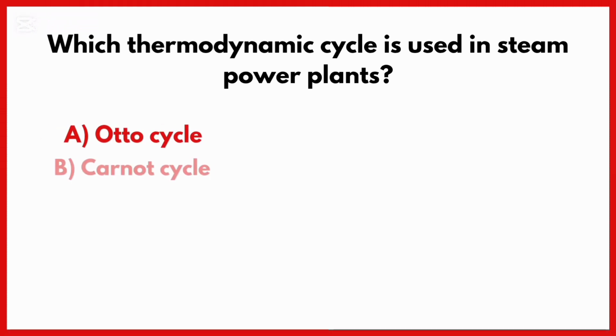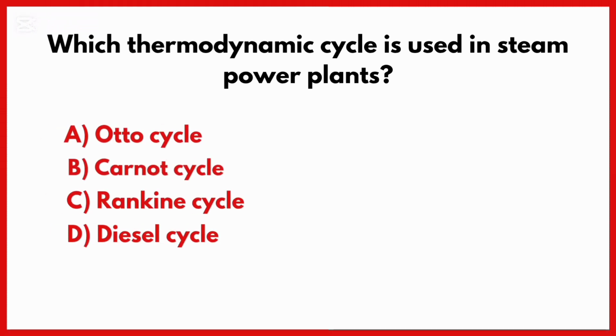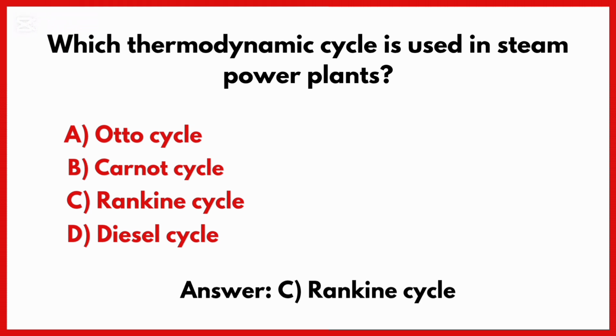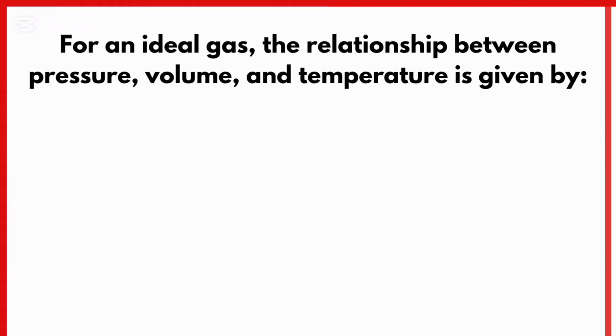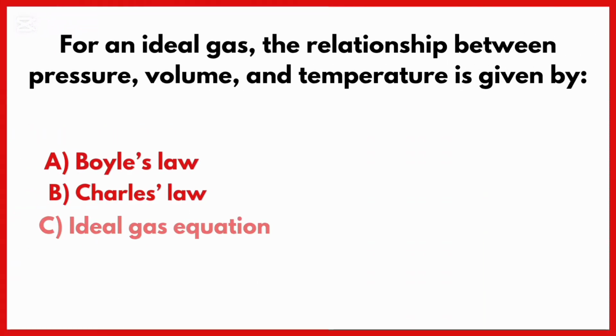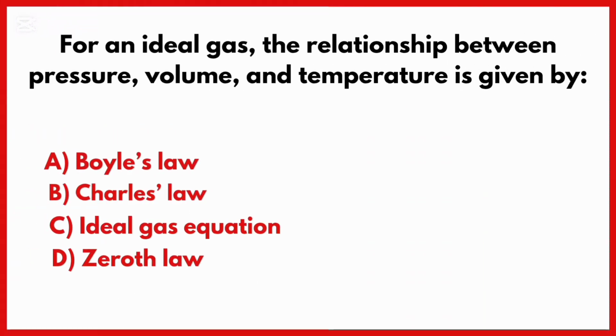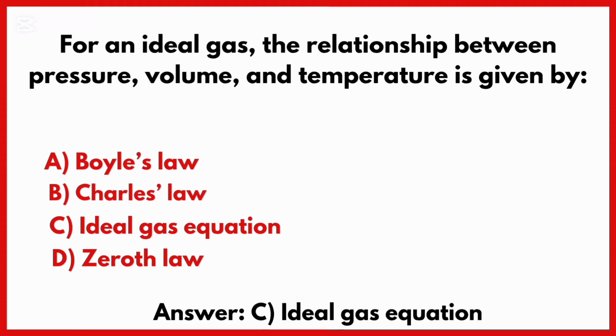Which thermodynamic cycle is used in steam power plants? Correct answer is option C, Rankine cycle. For an ideal gas, the relationship between pressure, volume and temperature is given by. Correct answer is option C, ideal gas equation.